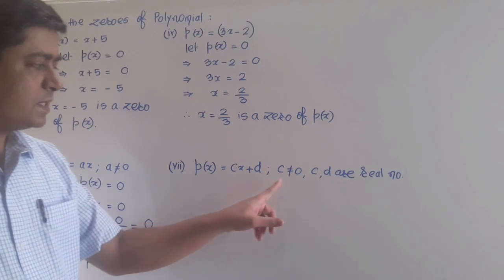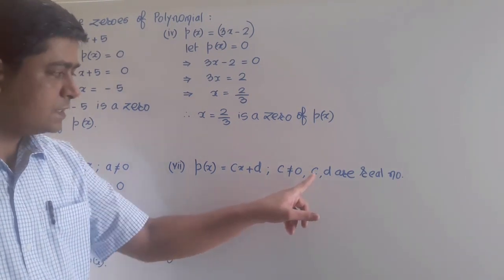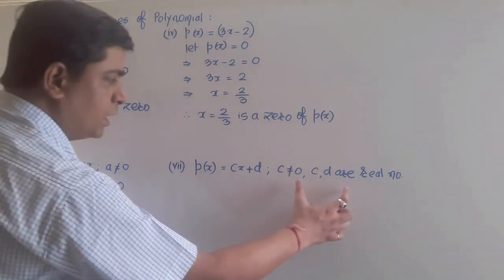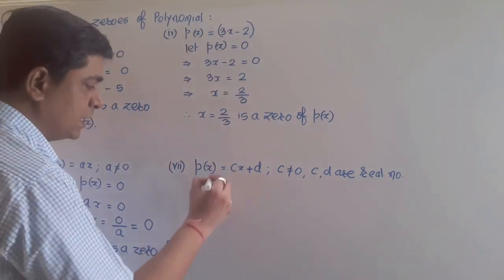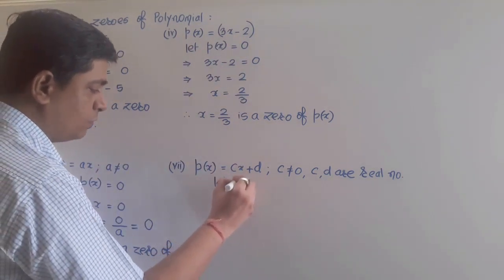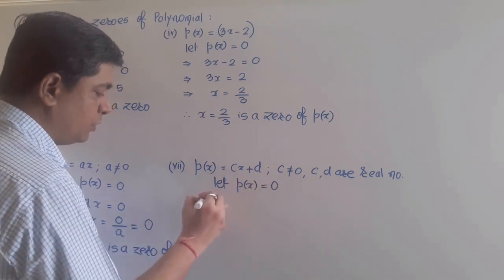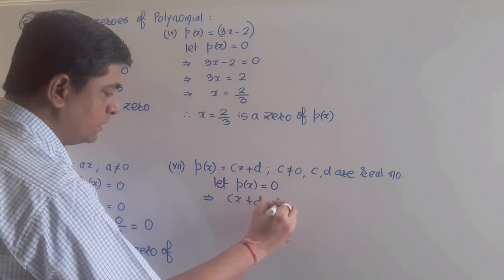In part number 7 also they are saying C cannot be equal to 0, and C, D are real numbers. So we need not worry about this condition. We have to solve the question in the same manner as we are doing it. So let us suppose here P of X is equal to 0. Now put the value of P of X. That will be Cx plus D equal to 0.